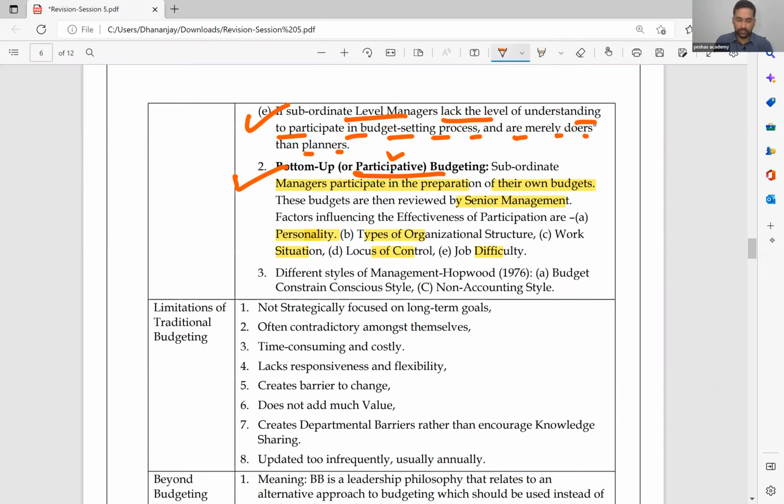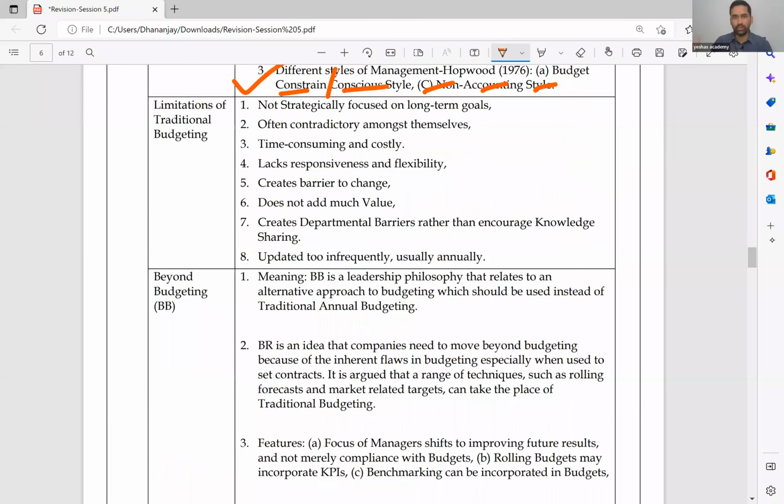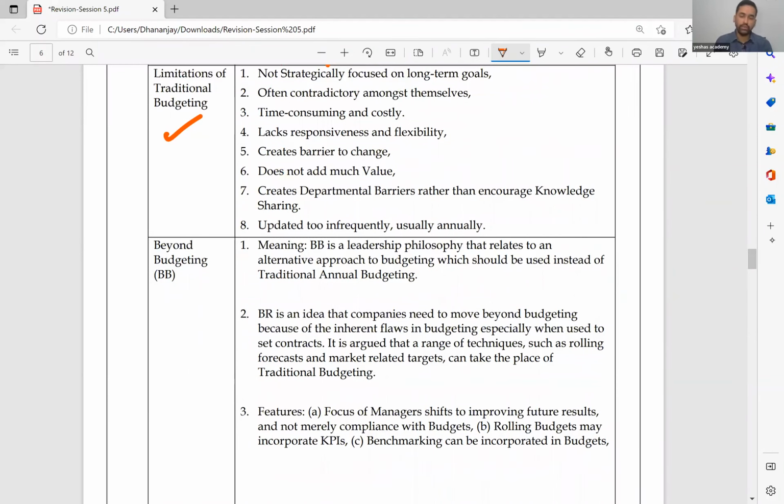Different style of management. This I already told you: budget constraint, conscious style, and non-accounting style. Not so important. Let's move on. The next one is limitation of traditional budgeting. Traditional budgeting is whatever we have been doing. Not strategically focused on long-term goals, often contradictory, time-consuming, lacks responsiveness and flexibility, creates barriers, does not add much value to the organization, creates departmental barriers rather than knowledge sharing, updated too infrequently, that is once in a year.